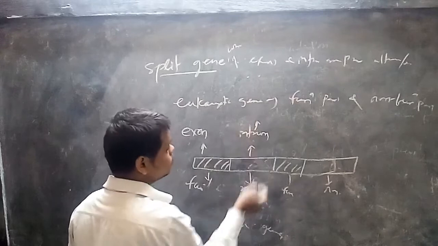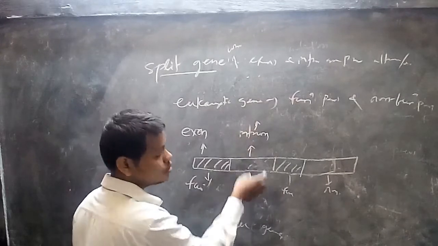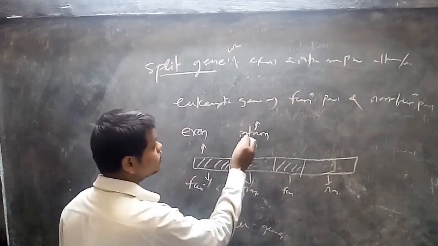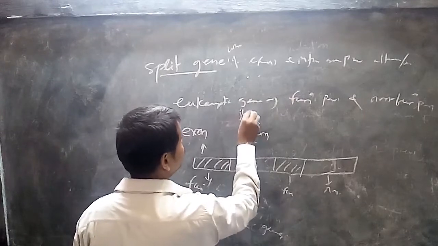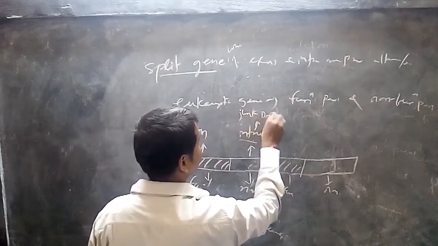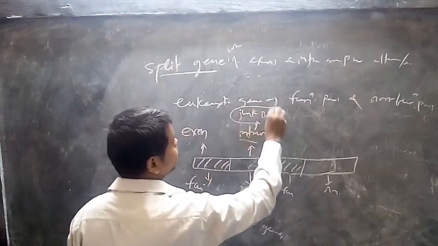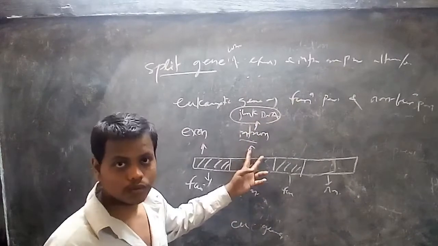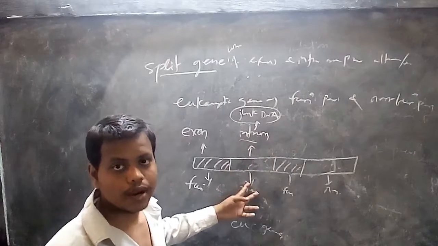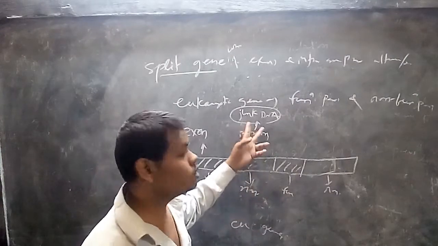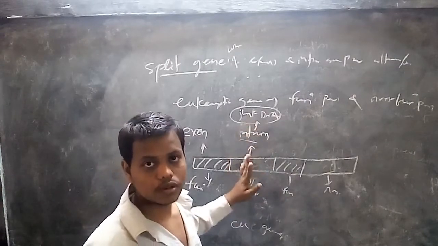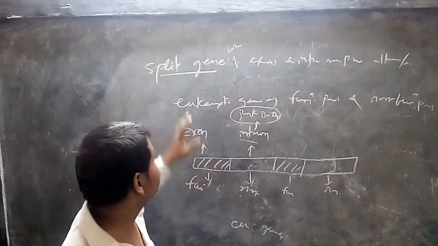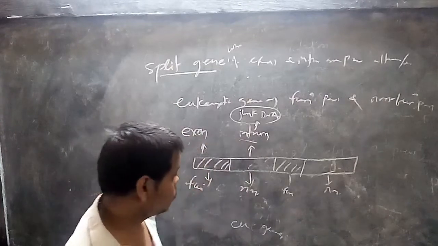As the intron is the non-functional part of the gene, it is also called junk DNA, J-U-N-K, junk DNA. This is very important for short questions. What is junk DNA? Junk DNA refers to introns. That means the non-functional part of the eukaryotic gene is called junk DNA or introns. So this is the condition of a split gene. This is a very simple thing.